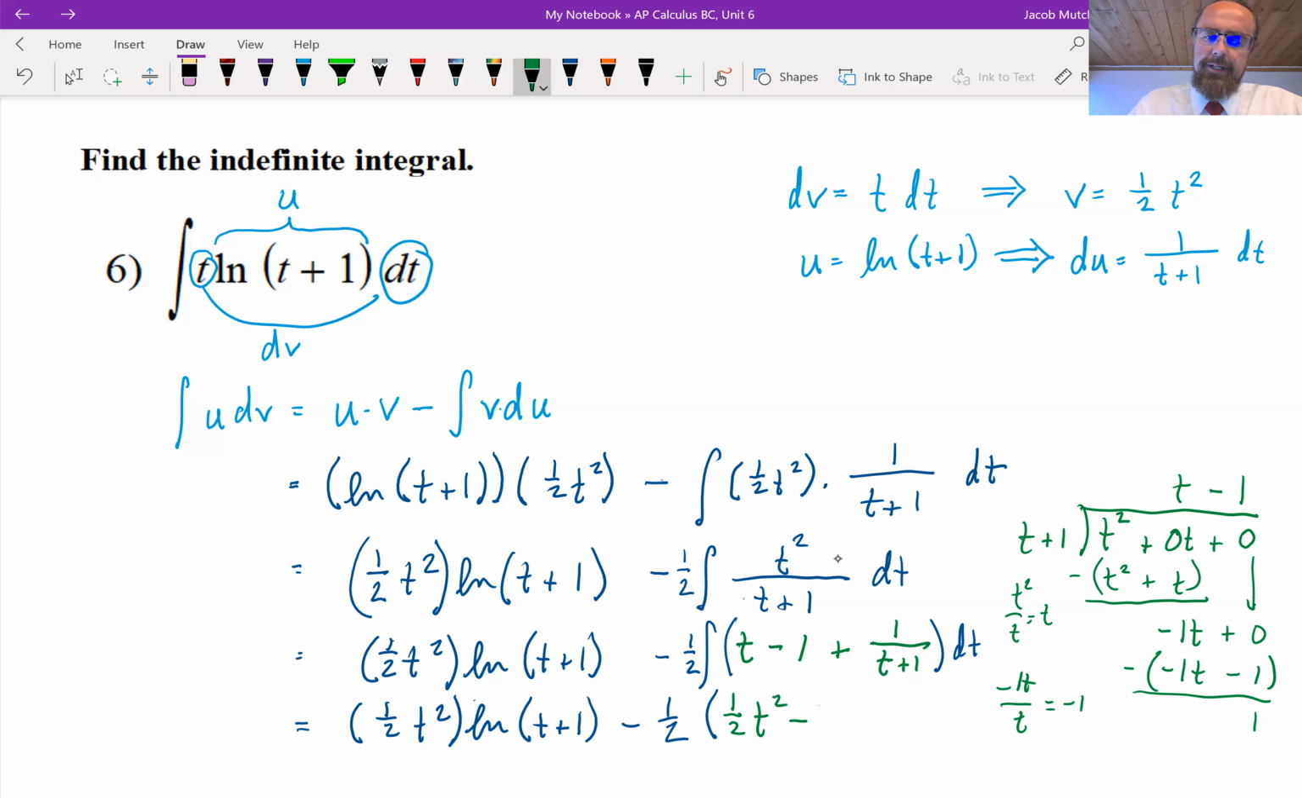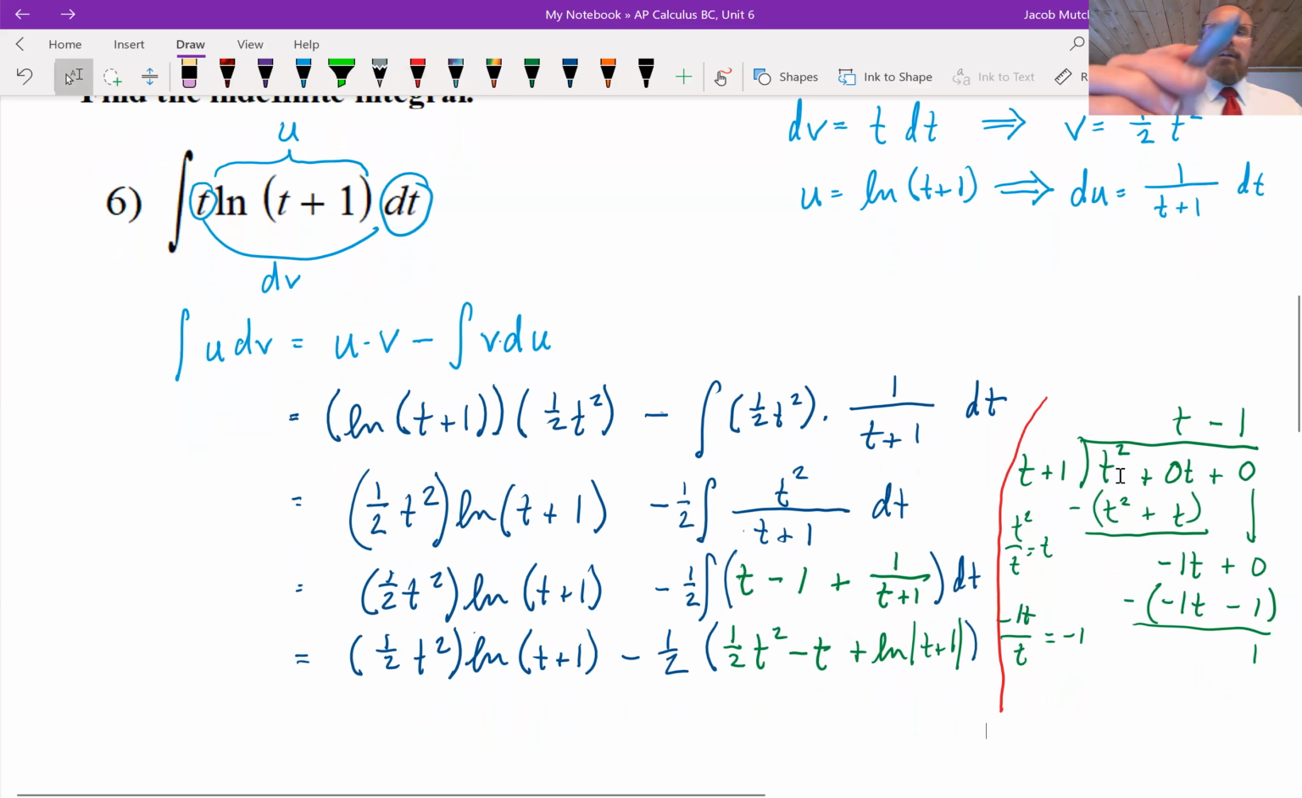Minus 1 will integrate as minus t. And then 1 over t plus 1 is going to be the natural log of absolute value t plus 1. And we'll close that out. We're getting very, very close to our other work there. So let me draw a red line to kind of separate. And then the last piece we need to catch in here is the plus c. So that's all kind of spread out. Right now, we just need to simplify it down.